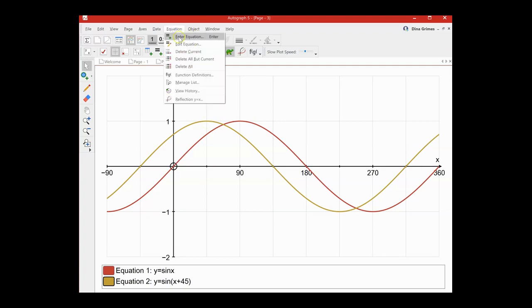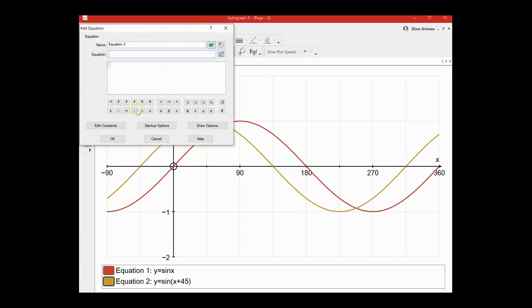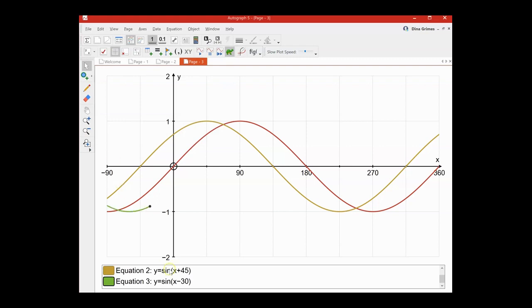So now let's see what happens if we subtract. So y is equal to sine x minus, let's say 30, and click on OK. So if we subtract a value inside the bracket, it's going to move the graph to the right. So that's moving the red graph 30 units to the right.